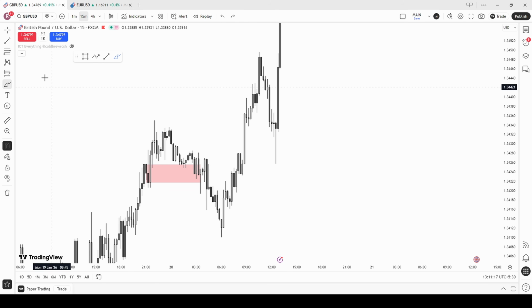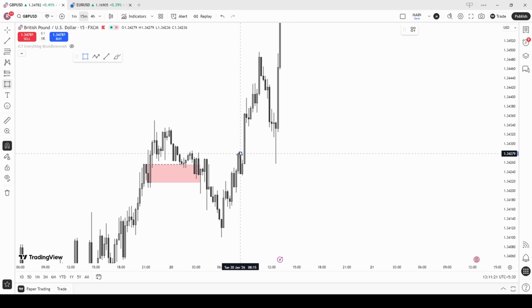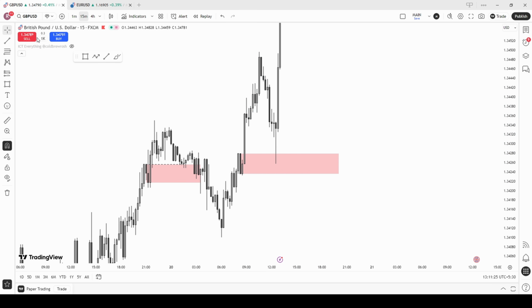Now look at this second order block. Here you can clearly see strong displacement. Price moves away cleanly and decisively, and the change in the state of delivery is very clear. This type of displacement gives us a higher probability order block.